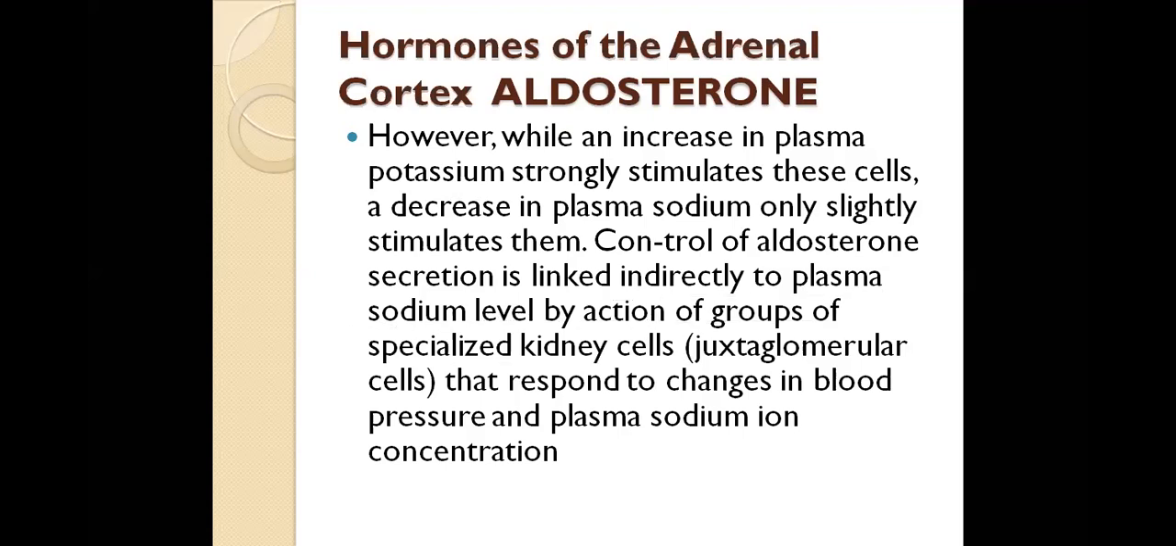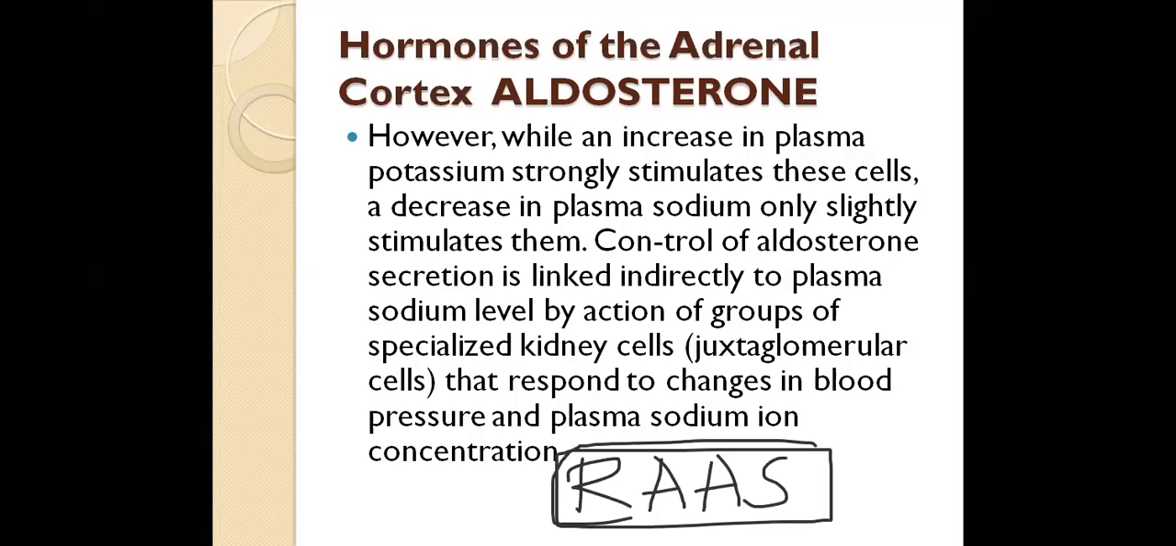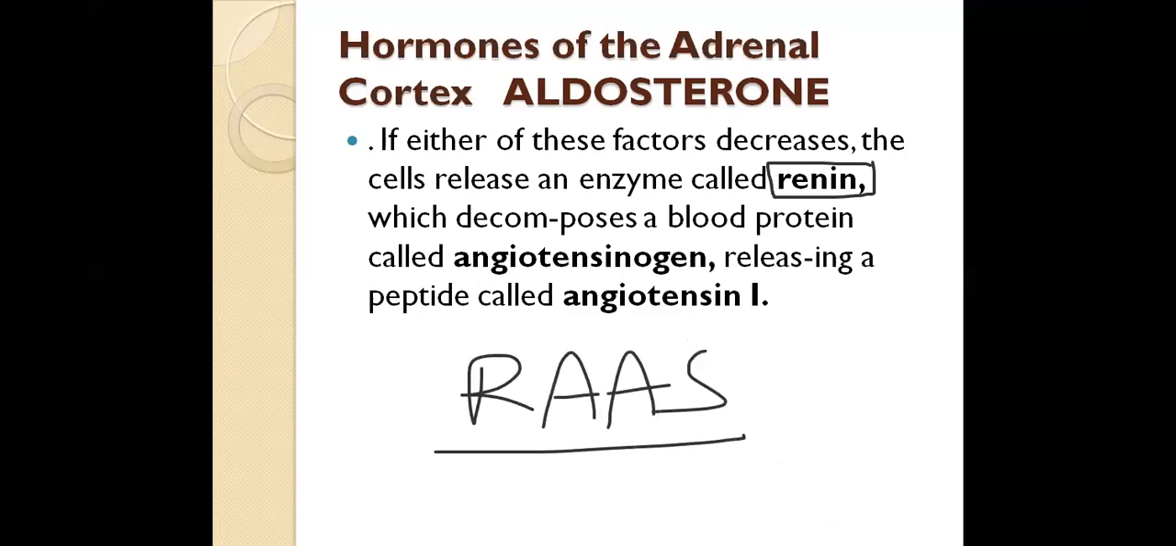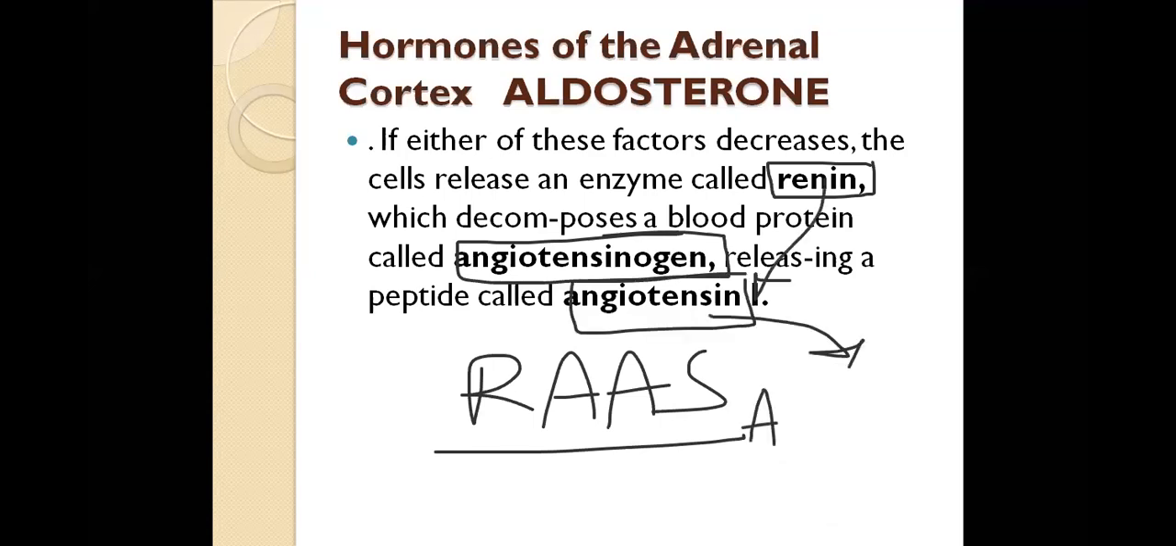These are the juxtaglomerular cells. Talking about the RAS, the renin angiotensin aldosterone system, we discussed it in detail in the excretory system. It stimulates two hormones, if you remember, ADH and aldosterone, in response to changes in blood pressure and plasma sodium ion concentration. If either of these factors decreases, the cells release an enzyme called renin. Angiotensinogen, released from the liver, is converted into angiotensin 1 by renin, and angiotensin 1 into angiotensin 2 by the angiotensin converting enzyme of the lungs.